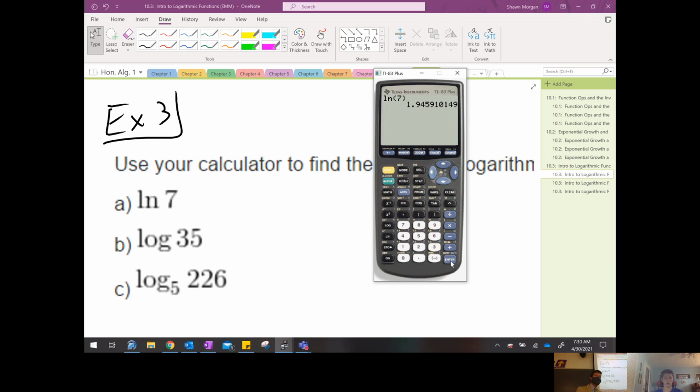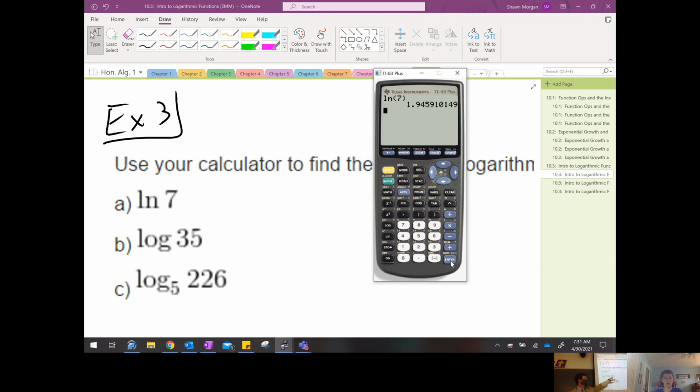Now, how do you read, Luke, part B? What does this read? Very good. And so he's, again, answered my follow-up question. There's an implied base of what, class? 10. So when we don't see a base, but we see Ln, it's an implied base of E, and we call that the natural log.